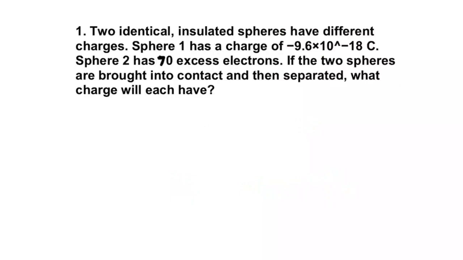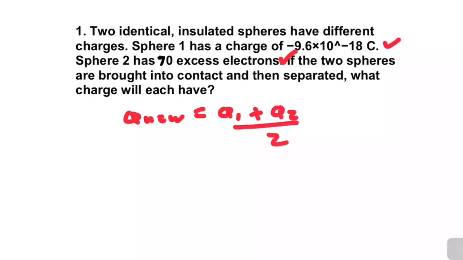The law of conservation of charge. Let's take a look at this example. Two identical insulated spheres have different charges. Sphere 1 has a charge of minus 9.6 times 10 to the minus 18 coulombs. And then sphere 2 has an excess of 70 electrons. If the two spheres are brought into contact and then separated, what charge will each have? Okay, so we are looking for Q new. We know fully well that Q new is equal to Q1 plus Q2 divided by 2.